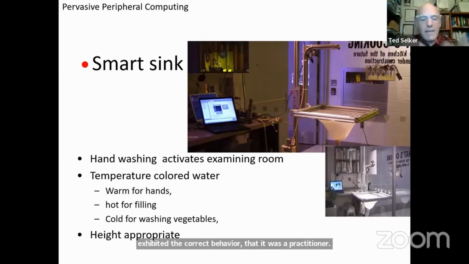It also did things like, if you put a pot under the sink, it'd put in hot water. If you put vegetables under it, it'd put cold water. If you put your hands under it, it'd make warm water to wash them. So it's trying to be context aware, but using these extra sensors to change the way that this environment acts towards you.